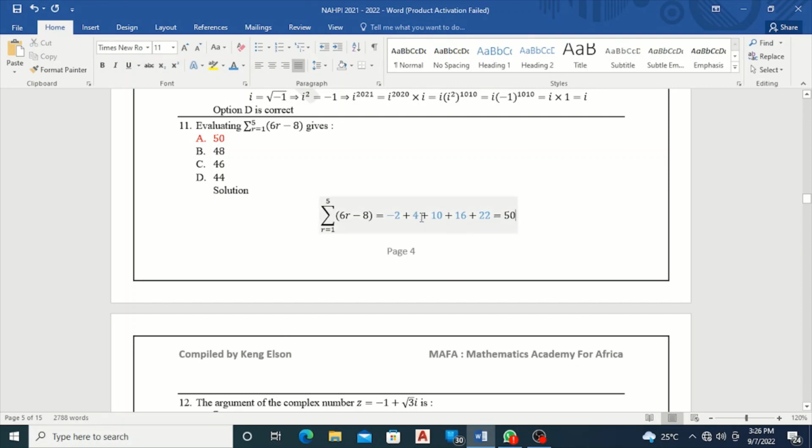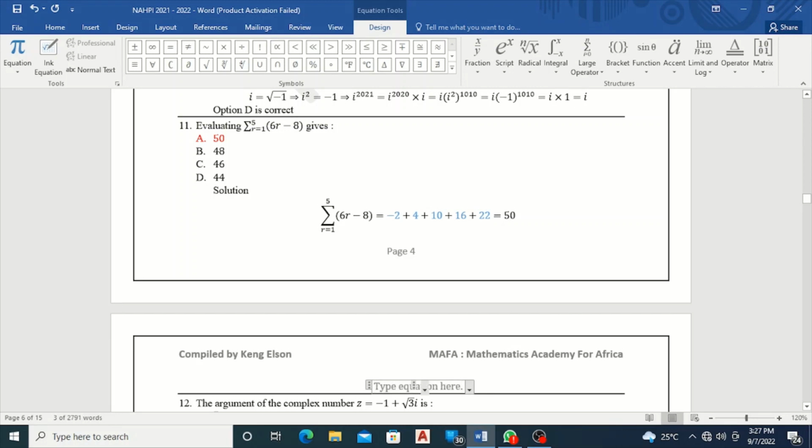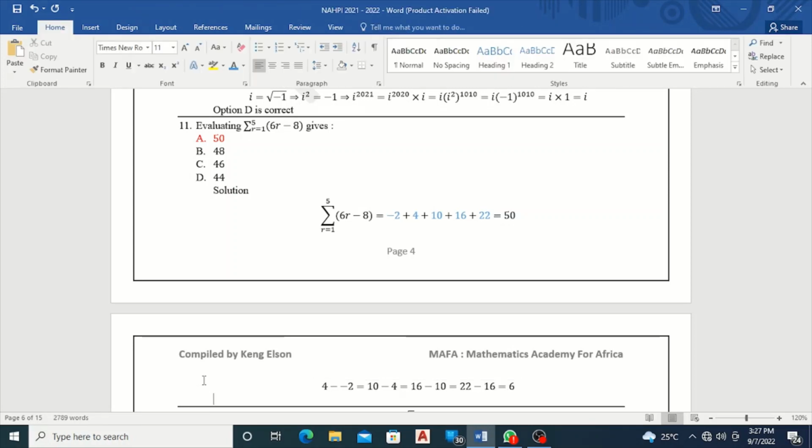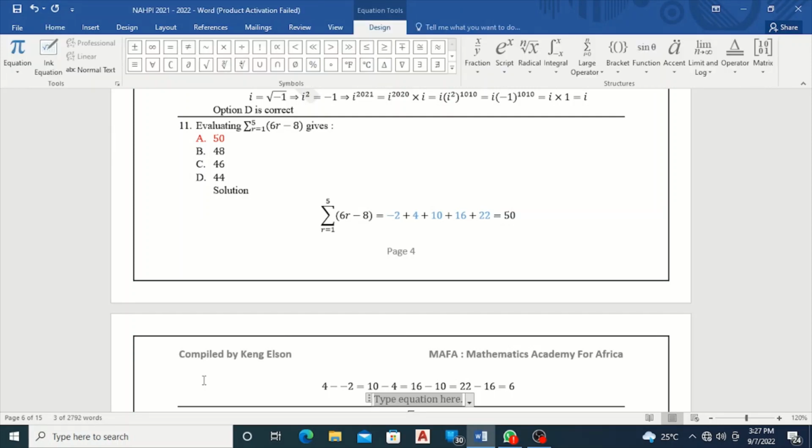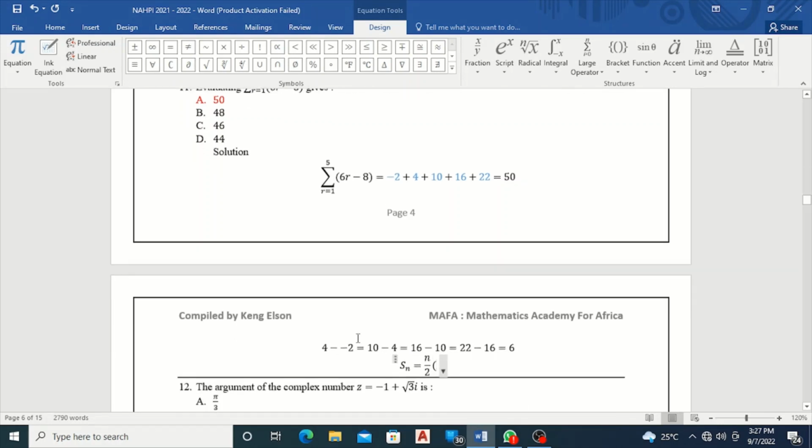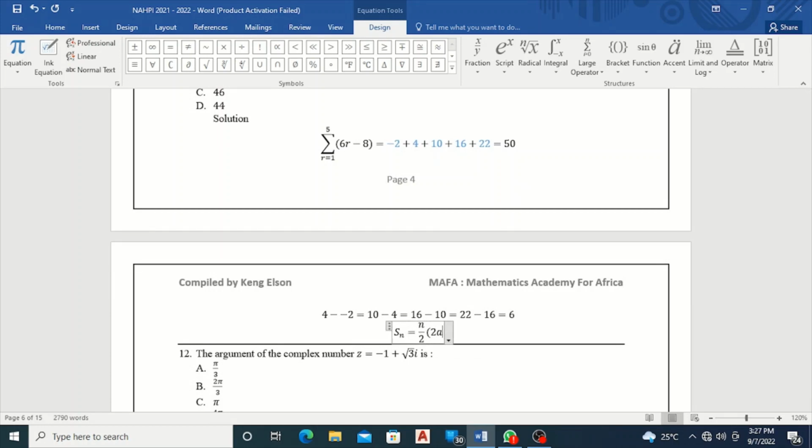Now you clearly see that the difference between any two consecutive terms is 6. Look: 4 minus negative 2 is the same as 10 minus 4, which is the same as 16 minus 10, which is the same as 22 minus 16, and all of that is equal to 6. So this is an AP. First term is negative 2. So the sum of the first n terms of the AP is given by the number of terms divided by 2, into 2 times the first term plus the number of terms minus 1 times the common difference.